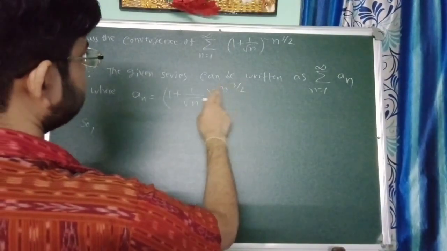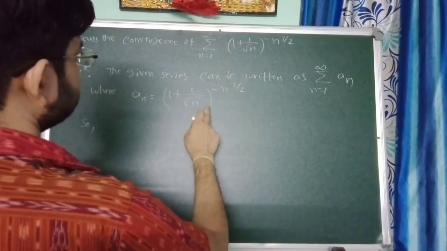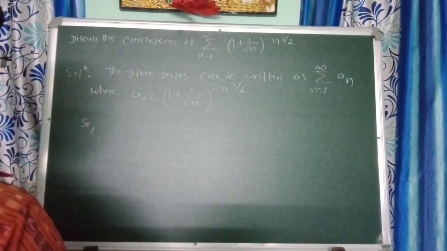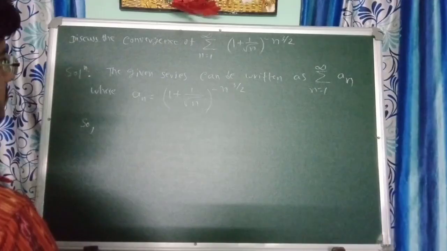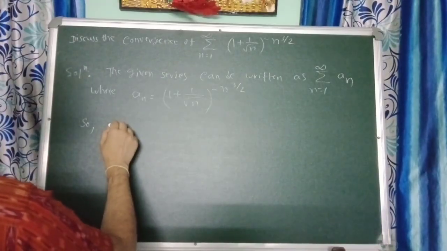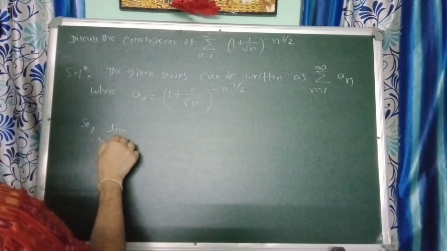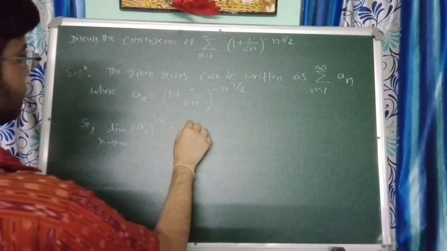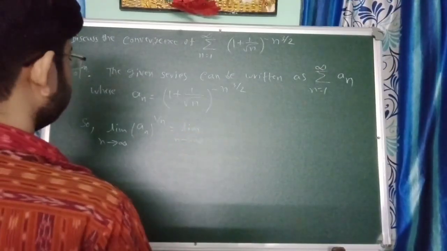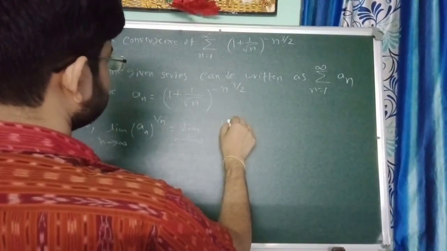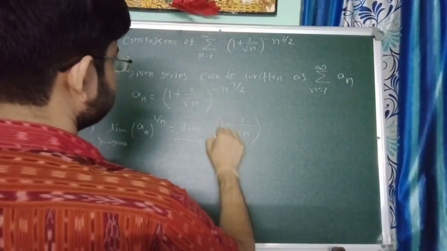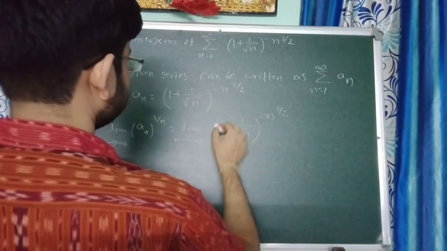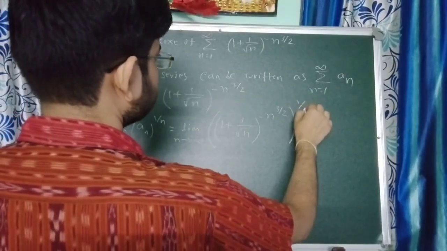Since here also arises some expression to the power n, we apply the root test. So limit n tending to infinity a_n to the power 1 by n equals limit n tending to infinity (1 plus 1 by root over n) to the power minus n to the power 3 by 2, all to the power 1 by n.